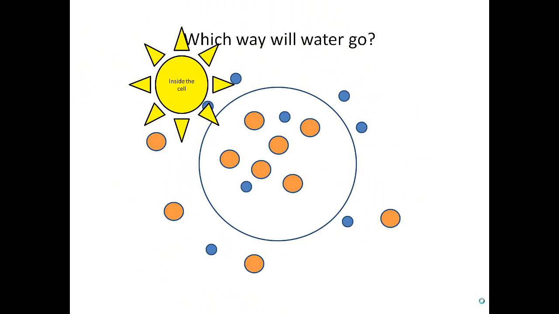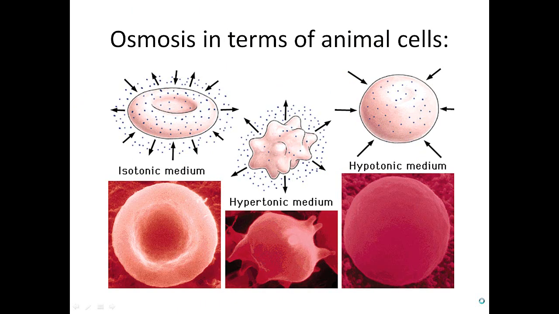In terms of animal cells, our cells are happy when they're in isotonic solution. So this is a red blood cell, and water likes to move in and out equally. If you start changing the amount of stuff dissolved in your body, you could cause problems.